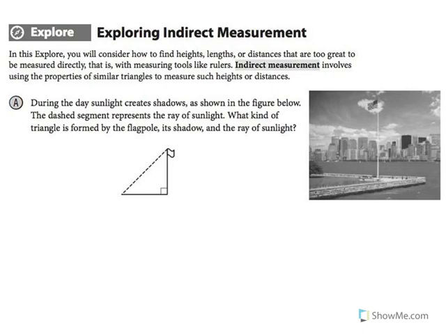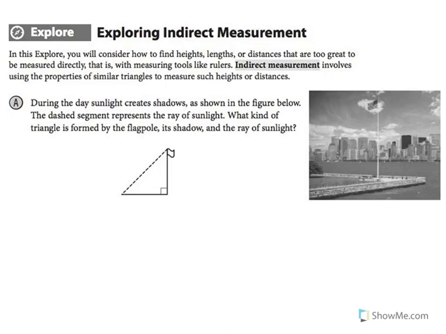Exploring indirect measurement. In this Explore, you will consider how to find heights, lengths, and distances that are too great to be measured directly, that is, with measuring tools like rulers. Indirect measurement involves using the properties of similar triangles to measure heights and distances. During the day, sunlight casts shadows as shown in the figure. The dashed segment represents the ray of sunlight.